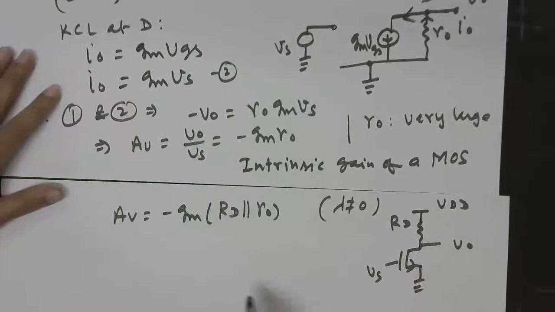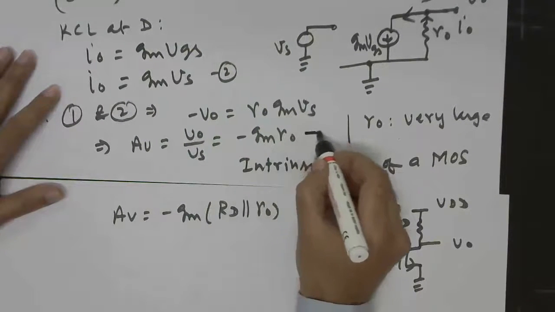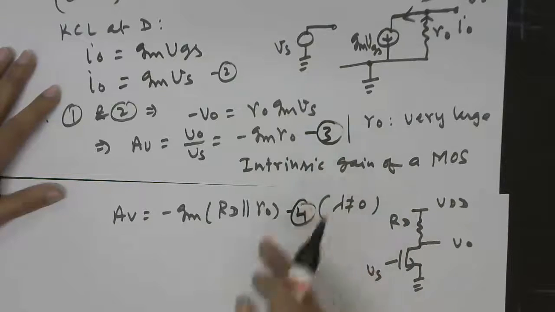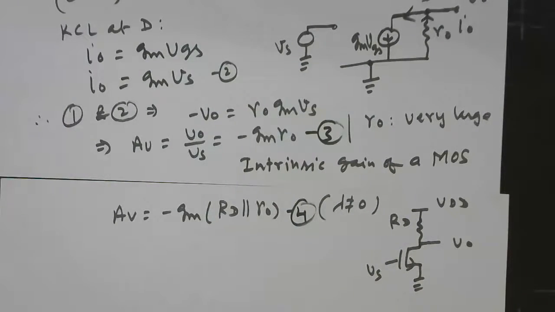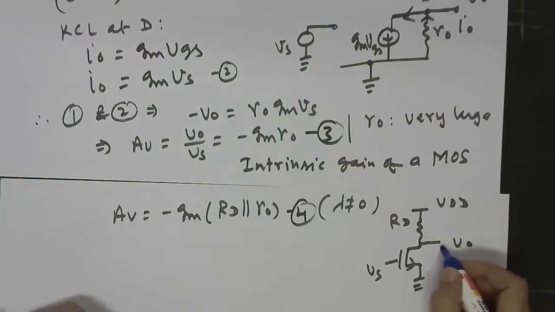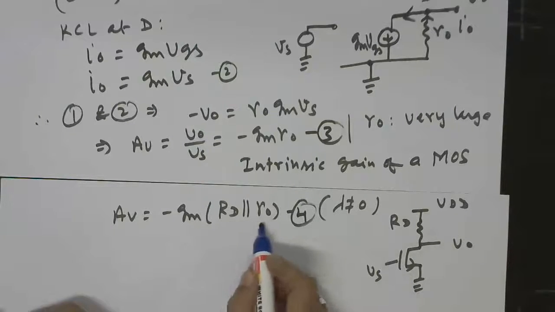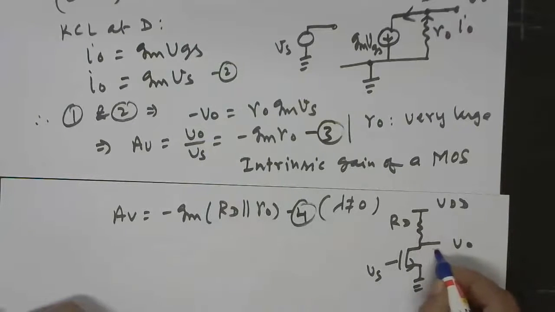So how from here we can arrive at this equation 3? So 4 leads to 3. How can this be done? Here we can interpret this term as the output impedance looking into the drain.